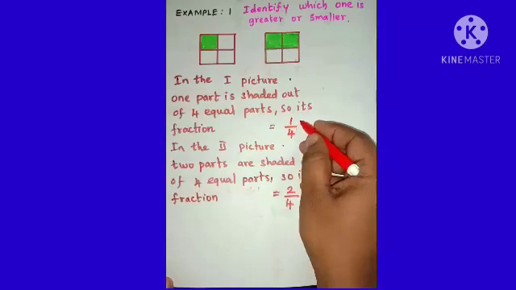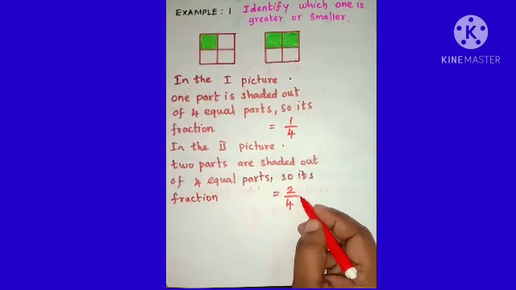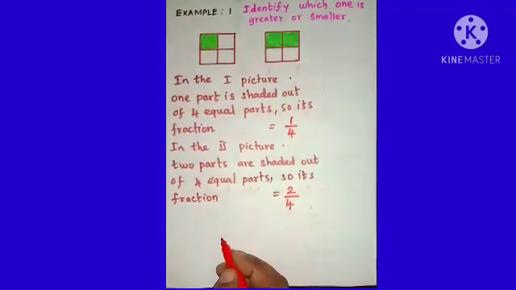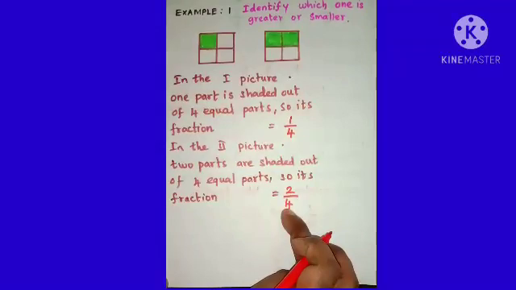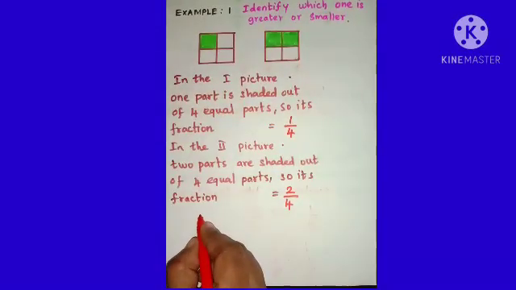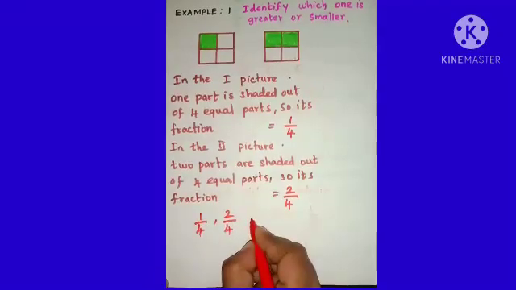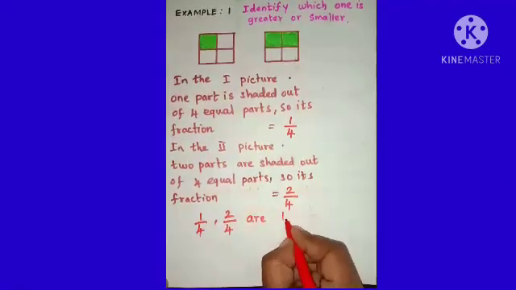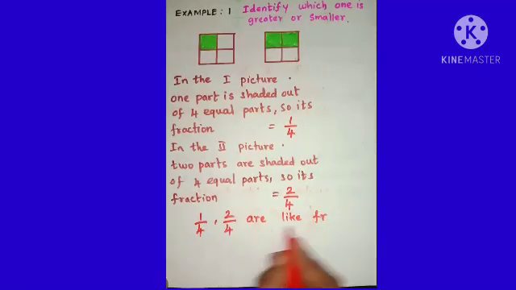1 by 4 can be read as quarter or 1/4, and here 2 by 4 can be read as 2/4. Now, children, compare the numerators. These fractions are like fractions, isn't it? Fractions 1 by 4 and 2 by 4 are like fractions because their denominators are the same.